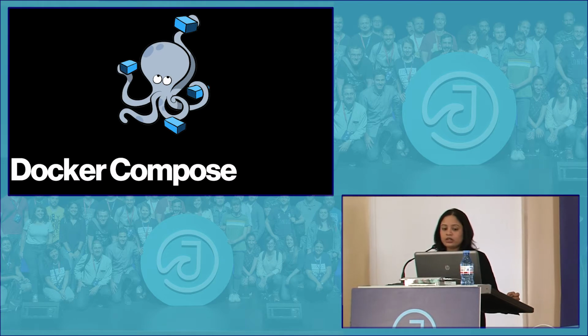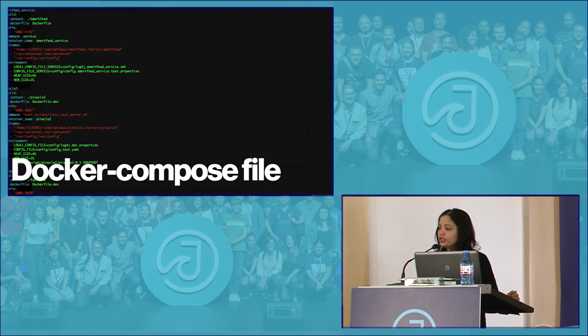That's what a Docker Compose file looks like. What you're going to do is create a YAML file in your root directory. It can be called dockercompose.yaml. This file contains all the services, one after the other, that you want to link with each other. In this file, for instance, I have 3 services: a Smart Feed service, a Pinnacle 2 service, and a Fantasio service.